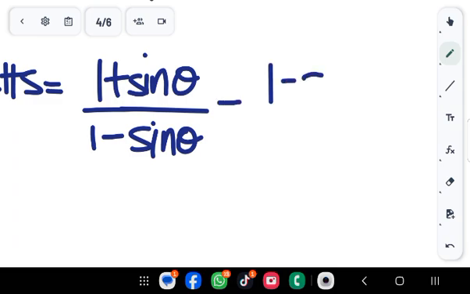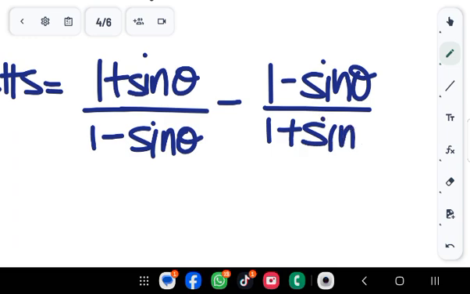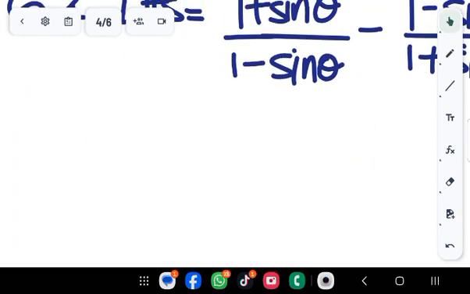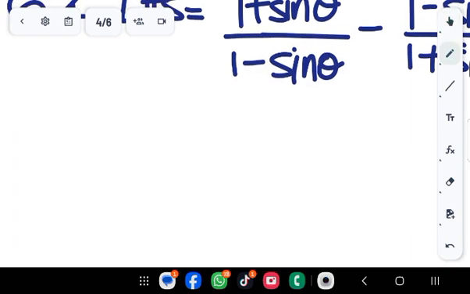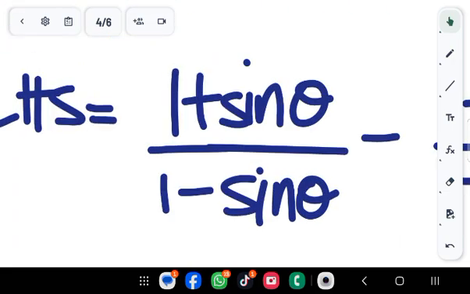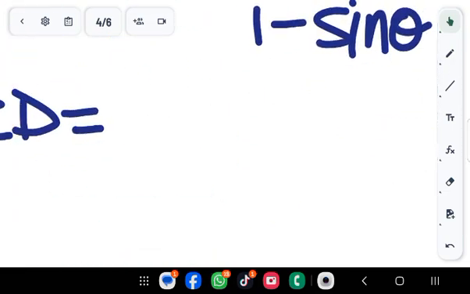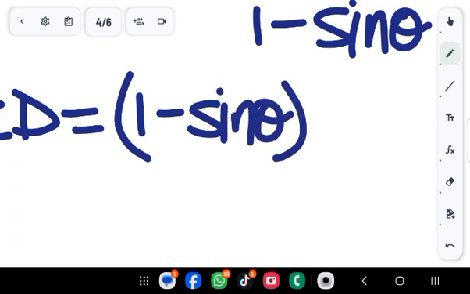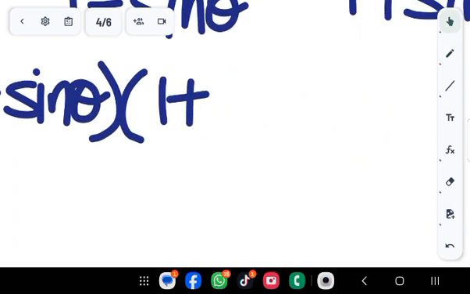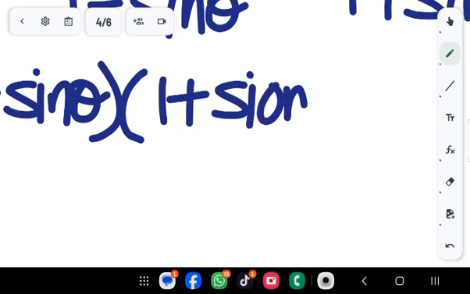Minus 1 minus sine theta over 1 plus sine theta. We need to prove that it is equal to the right hand side. Okay, let's work on the left hand side. We've got a lowest common denominator, the LCD, which equals 1 minus sine theta times 1 plus sine theta. That is our LCD.